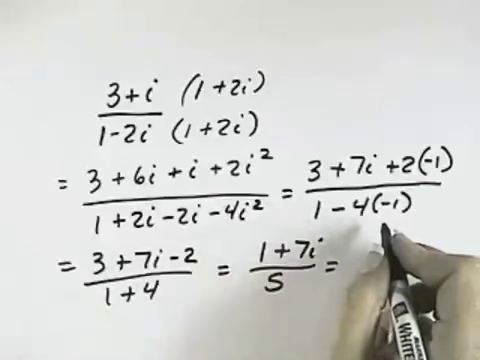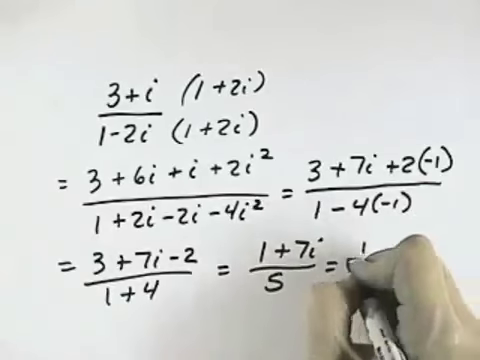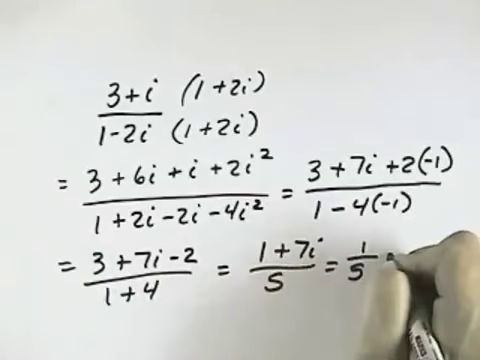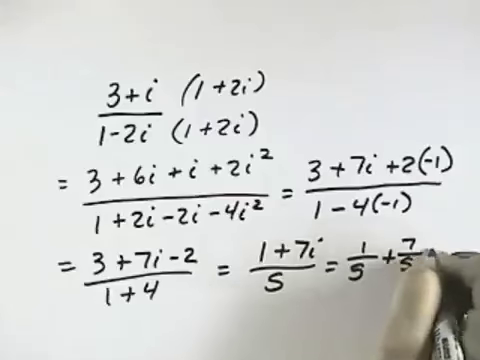But to write this in the appropriate form for a complex number, we'd split up the real part, which is 1/5, and the imaginary part, which is 7/5 i.